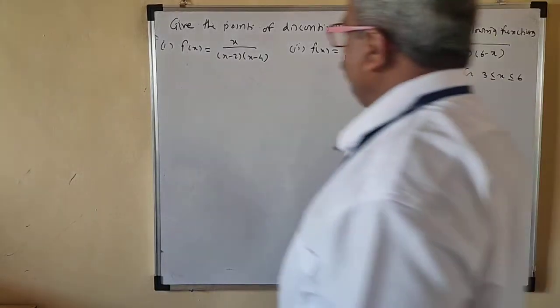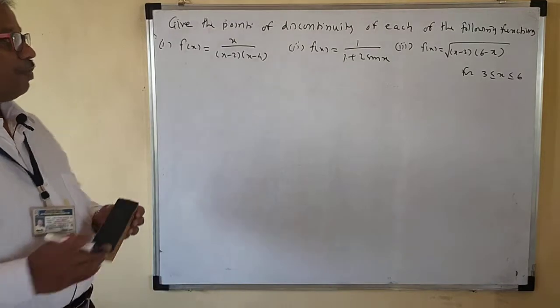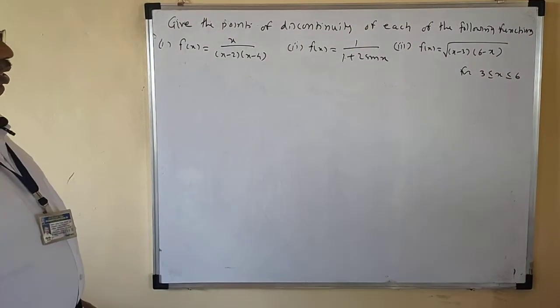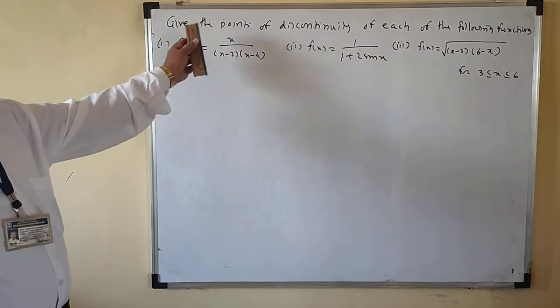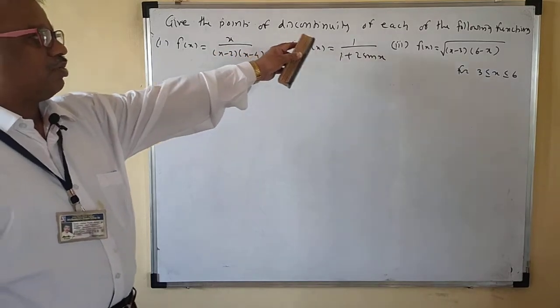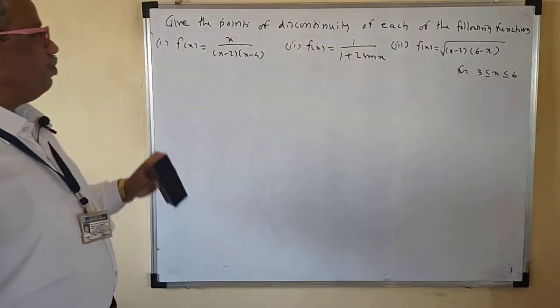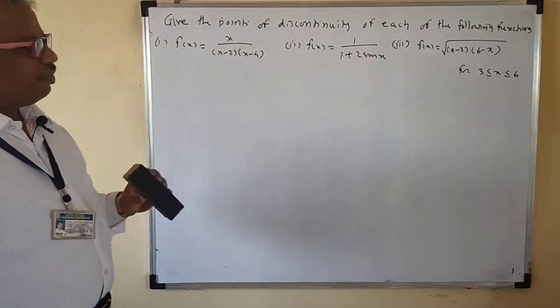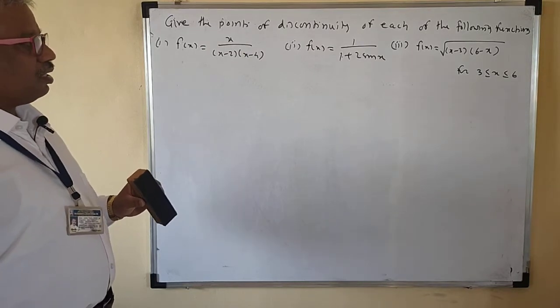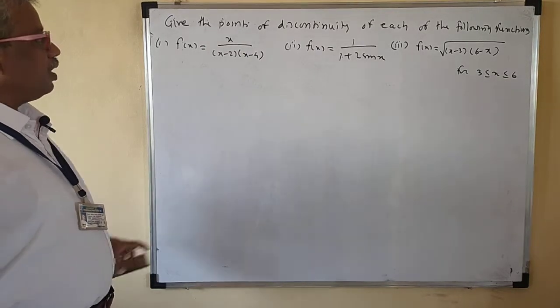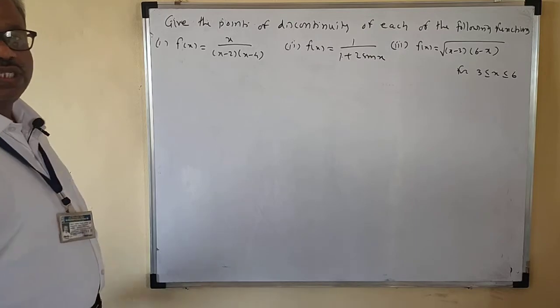Okay, so now we'll discuss the problems on continuity. This is the problem: give the points of discontinuity of each of the following functions. These are the three examples we have taken here. So I have to discuss the continuity, that means you have to find a point where the function is not continuous.